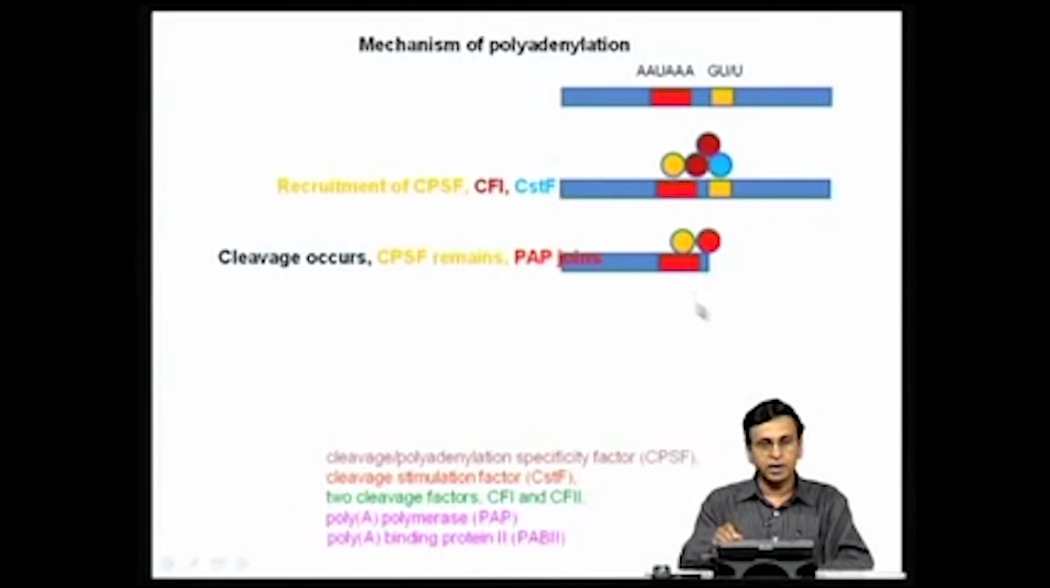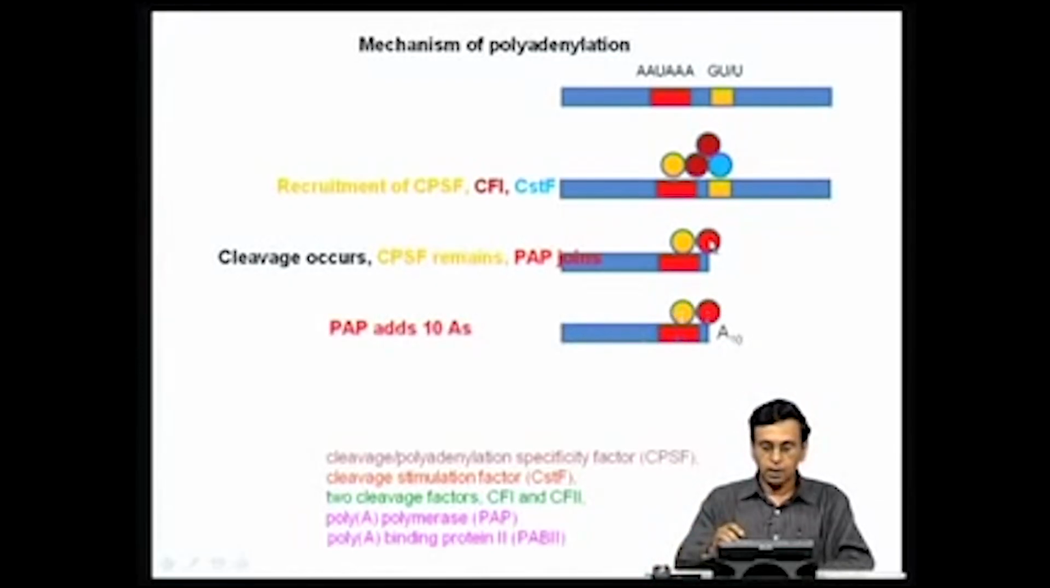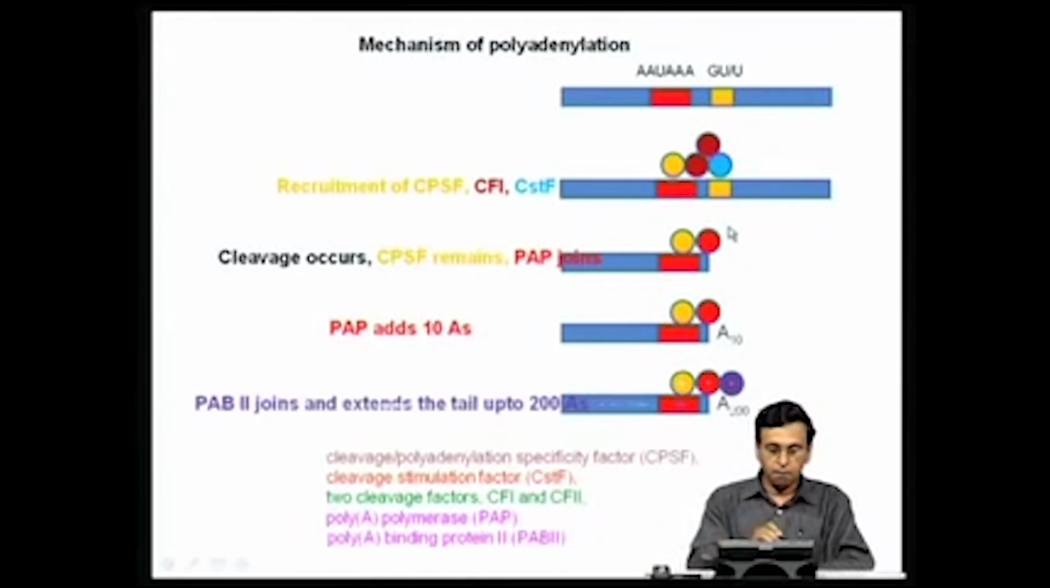bound and a new protein called the poly A polymerase joins, and this poly A polymerase, which I have shown as a red ball here, now adds about 10 A residues, okay. And another protein called the poly A binding protein takes over and now elongates further and adds up to 100 or 200 A residues further.